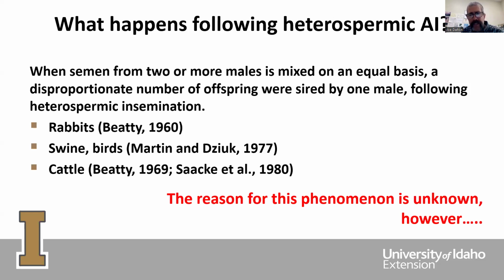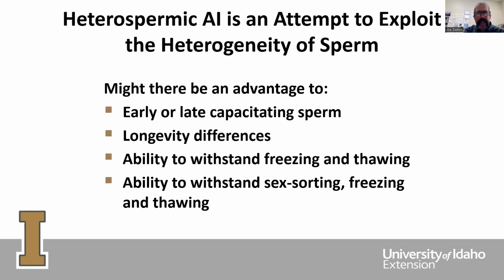But the reason for this phenomenon is unknown. We really don't have a good explanation as to exactly why this happens. However, heterospermic AI is an attempt to exploit the heterogeneity of sperm that I previously talked about. I'm going to say that again. Heterospermic AI is an attempt to exploit the heterogeneity of sperm that is normal to ejaculates that we collect.